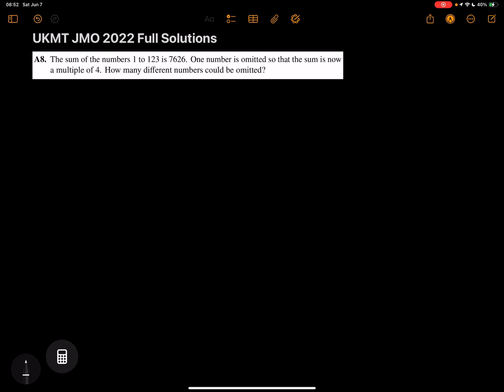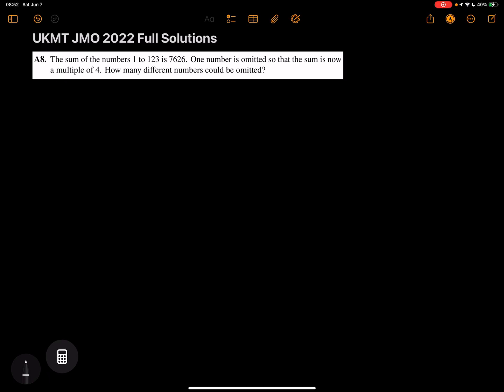Problem A8. The sum of the numbers 1 to 123 is 7,626. One number is omitted so that the sum is now a multiple of 4. How many different numbers could be omitted? So now, we're just going to approach this problem just as what it says.